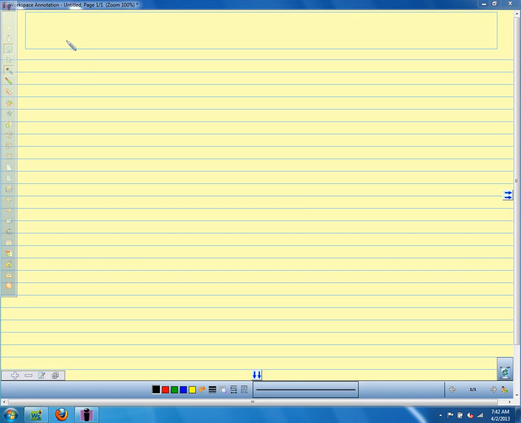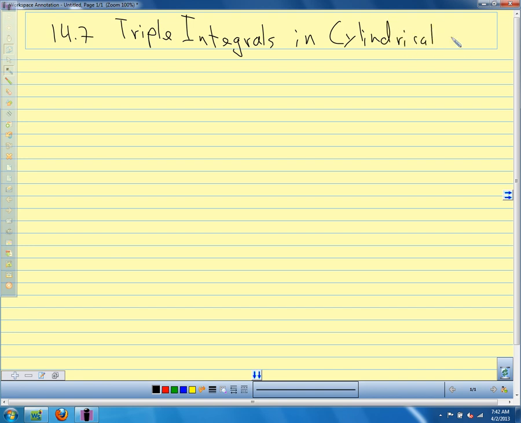Right, so we're going to talk about triple integrals in cylindrical coordinates. Same general theory as polar plus z, right? Yes.